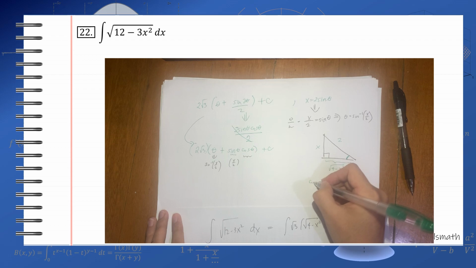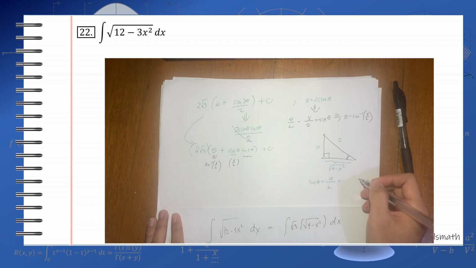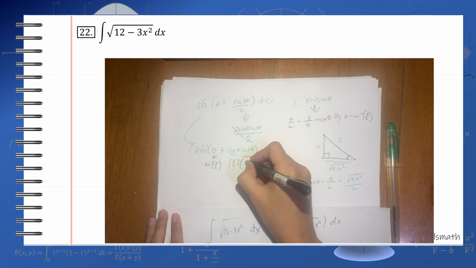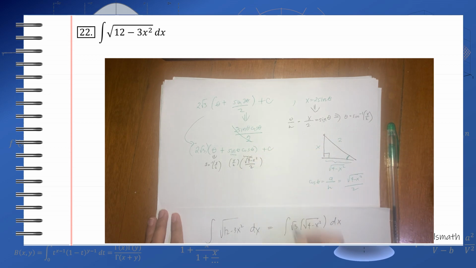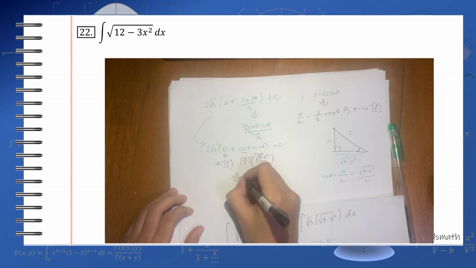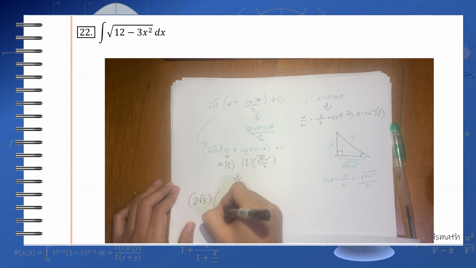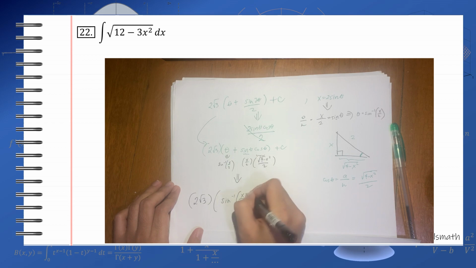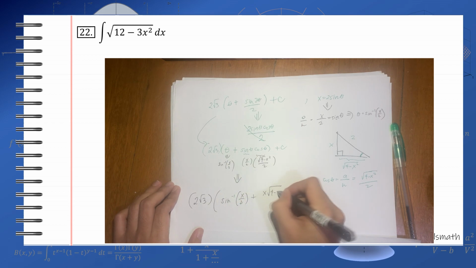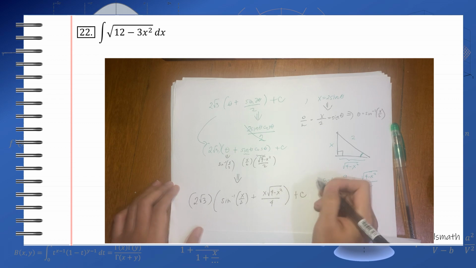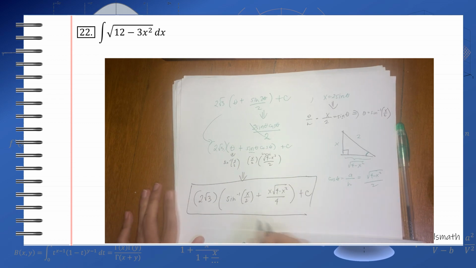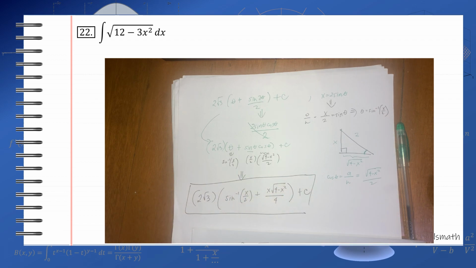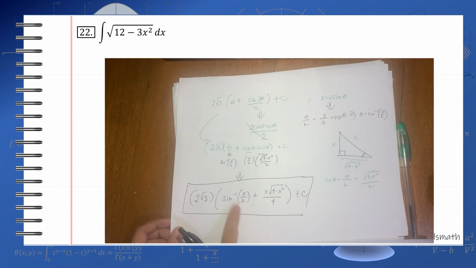So by SOHCAHTOA again, cosine theta is equal to adjacent over hypotenuse. So the adjacent is this, the hypotenuse is this. So this is equal to square root of 4 minus x squared over 2. Yay! So the answer is 2 square root of 3 times sine inverse of x over 2 plus x square root of 4 minus x squared over 4 plus c. If you want, you can distribute this to these two terms. It's up to you, but this is already fine.